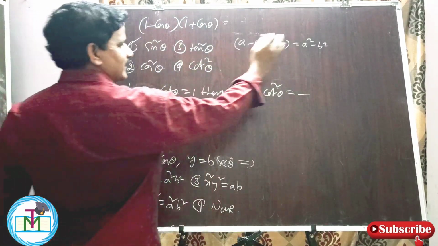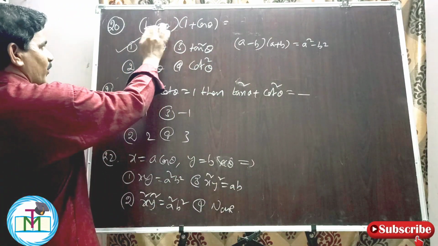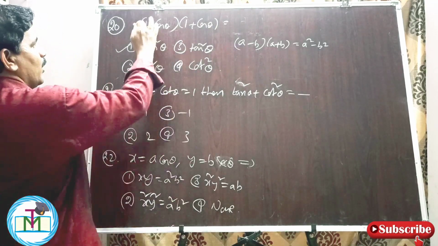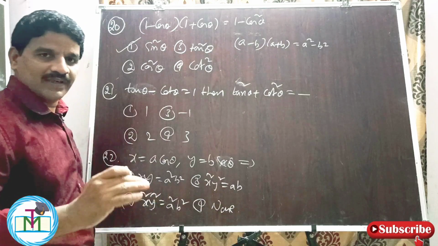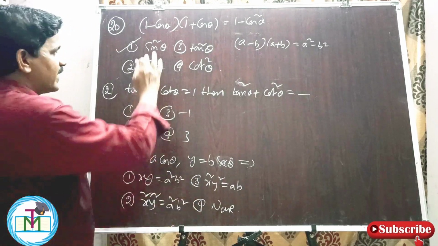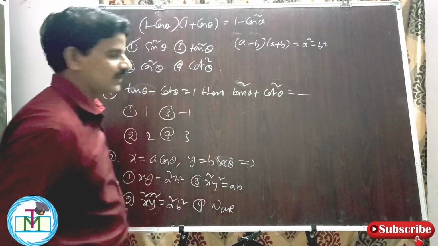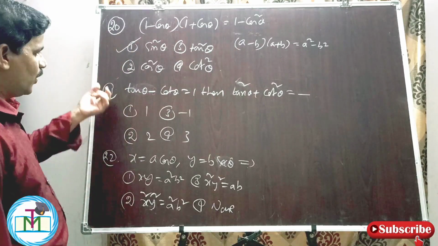Similarly, this is a square minus what? B square. Similarly, 1 minus cos theta into 1 plus cos theta is 1 square minus what? Cos square theta. We know that sin square theta plus cos square theta is equal to 1, so sin square theta is equal to 1 minus cos square theta. Option 1 is the right answer.